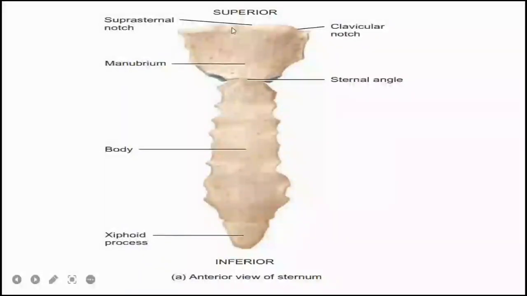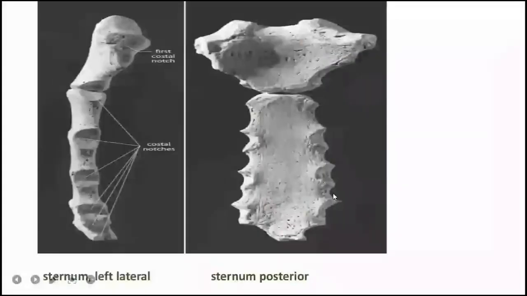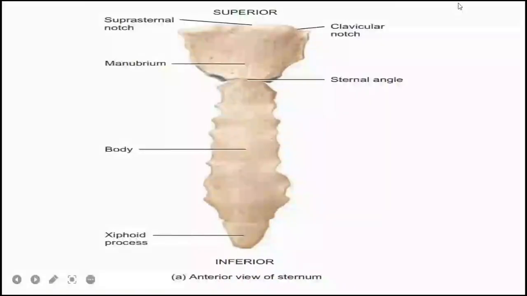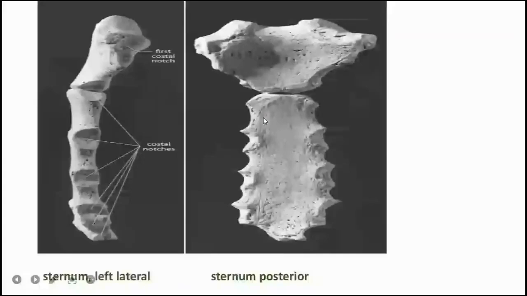So we have the suprasternal notch at this level, the clavicular notch at this point. Then we have the manubrium, the topmost part of the sternum, the body which occupies the middle part, and then the xiphoid process, the most inferior or distal part. This is the same illustration. We have the first costal notch at this level, and costal notches in the rest. This is the lateral left part, and then we have the posterior aspect of the sternum. We also have the sternal angle, which I haven't explained yet, and we'll find out what it's all about.